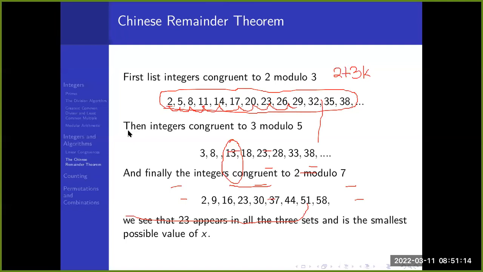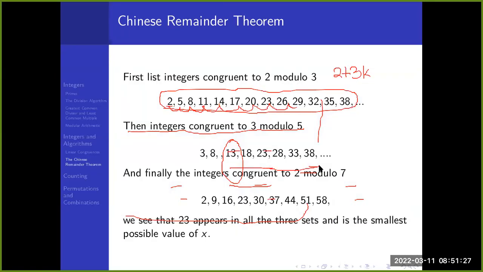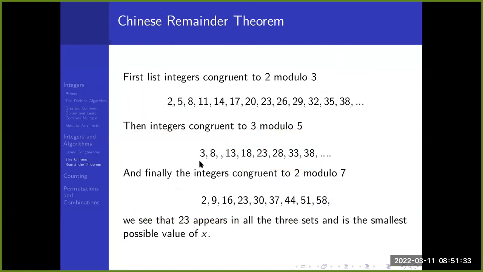Do the same for 5. Look for all integers that are congruent to 3 modulo 5. That's the second equation. Remember, this is the second equation. We're looking for integers that are congruent to 3 modulo 5. So again, we find all of them. Here they are. We keep finding integers that differ from each other by multiples of 5. And how do you find them? Just go in increments of 5 until you have all of them.